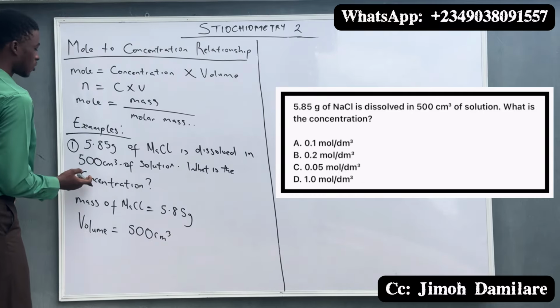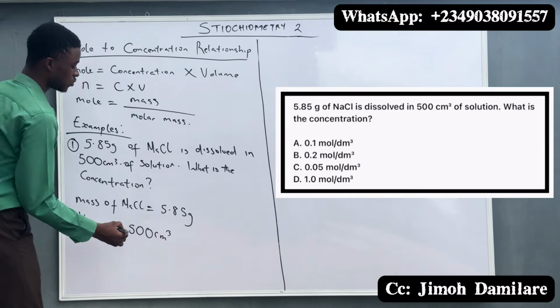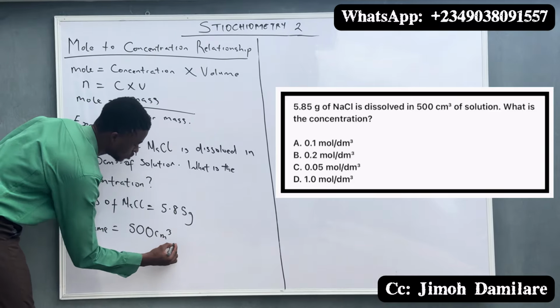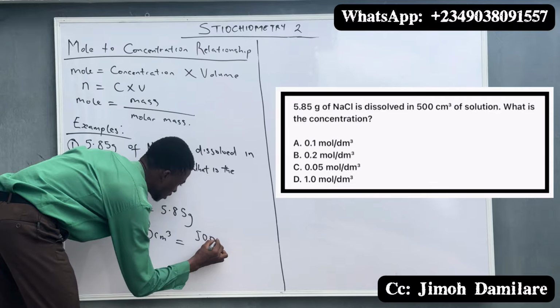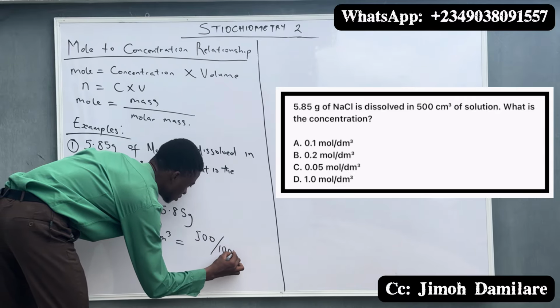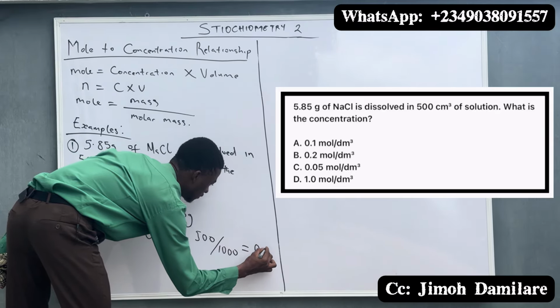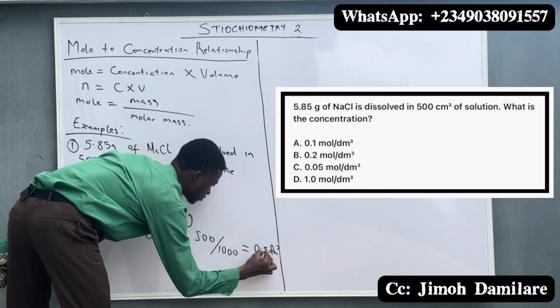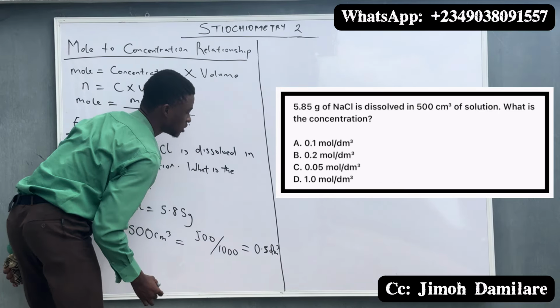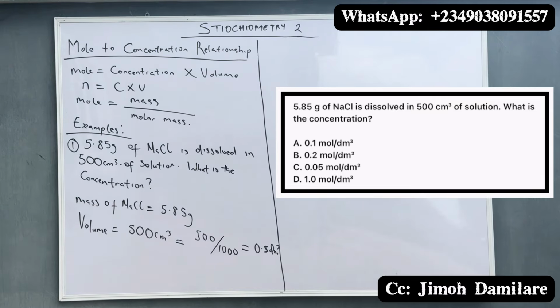And of course, our concentration should be in mole per dm cube. So we are going to convert this 500 centimeter cube to dm cube. In converting, you have 500 divided by 1000. So this will give us 0.5 dm cube. So the question is now asking us, what is the concentration?